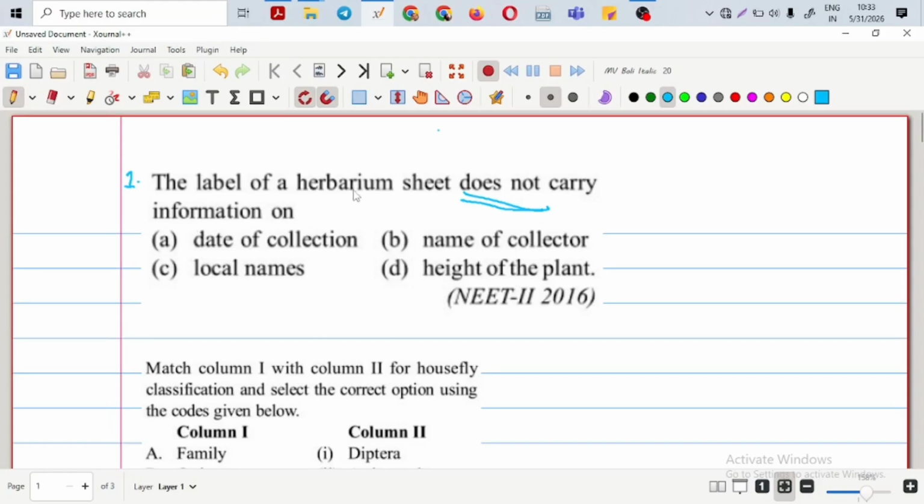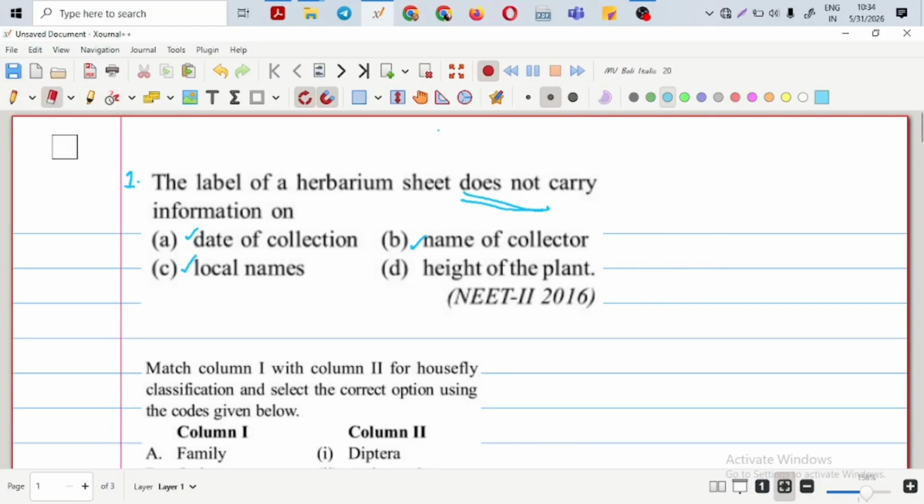Okay, we can do a rough guess. Date of collection is very important. Local name is also important because it might be with the help of local collectors that the scientists or the researchers go to this plant. So the local names are also very important. The name of the collector is also important. The height of the plant can be 20 centimeters in one plant, 25 centimeters in another plant, so that is not necessary, right? We don't need to write down the height of the plant.